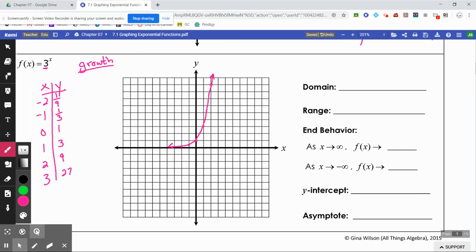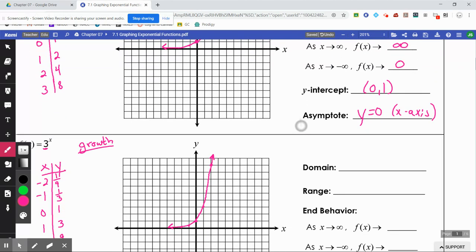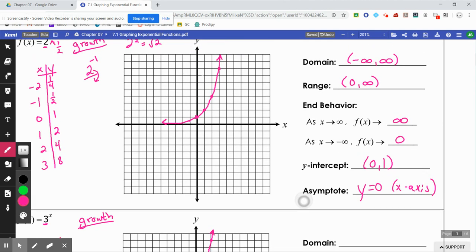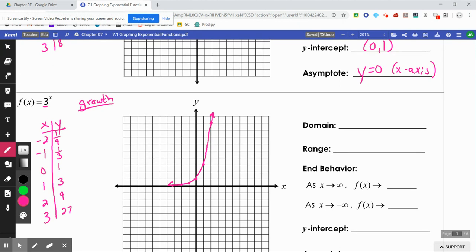Let's plot these points and see what the graph will look like. It looks just like the first one. The difference is, though, it grows faster. 3 to the first, 3 to the second, 3 to the third grows faster than 2 to the first, 2 to the second, 2 to the third. So that number tells you how quickly it's growing. The domain, you can plug in anything that you would like into these.